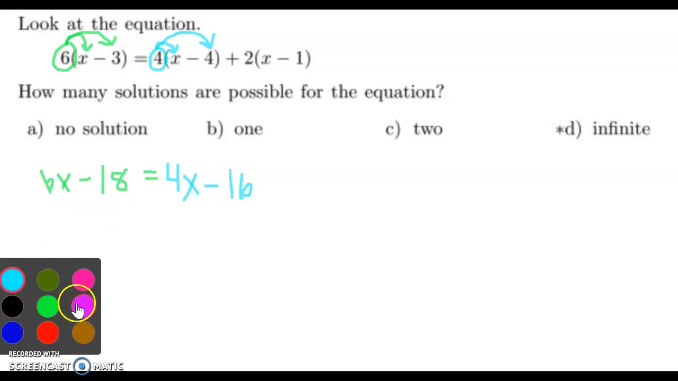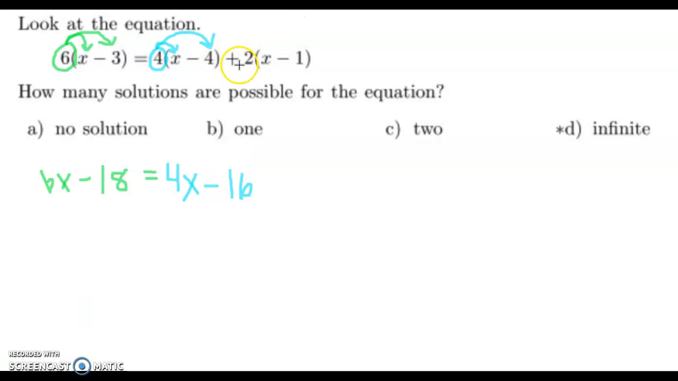We have a third part here, so I'm going to go ahead and do that one even in a different color. So I circle the number and the sign in front of the parentheses. Positive times a positive is a positive, and 2 times x is 2x. Positive times a negative is a negative, and 2 times 1 is 2.